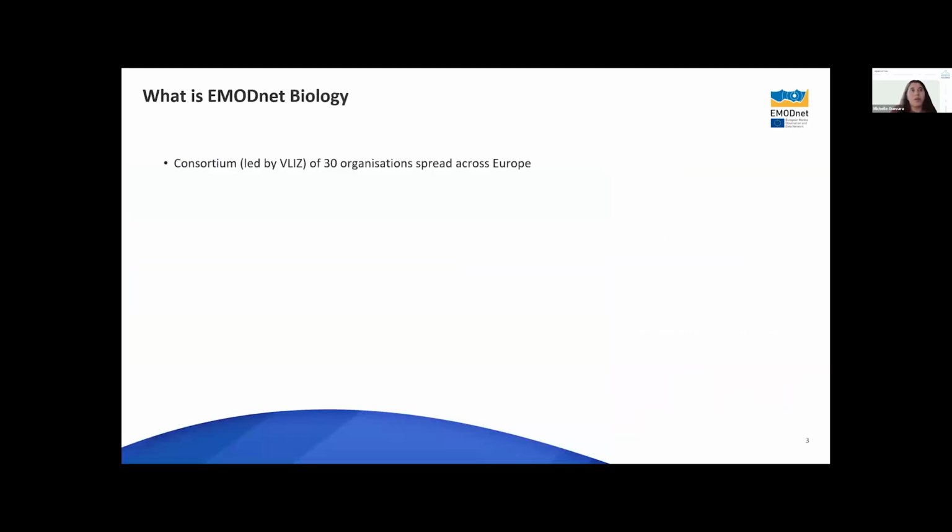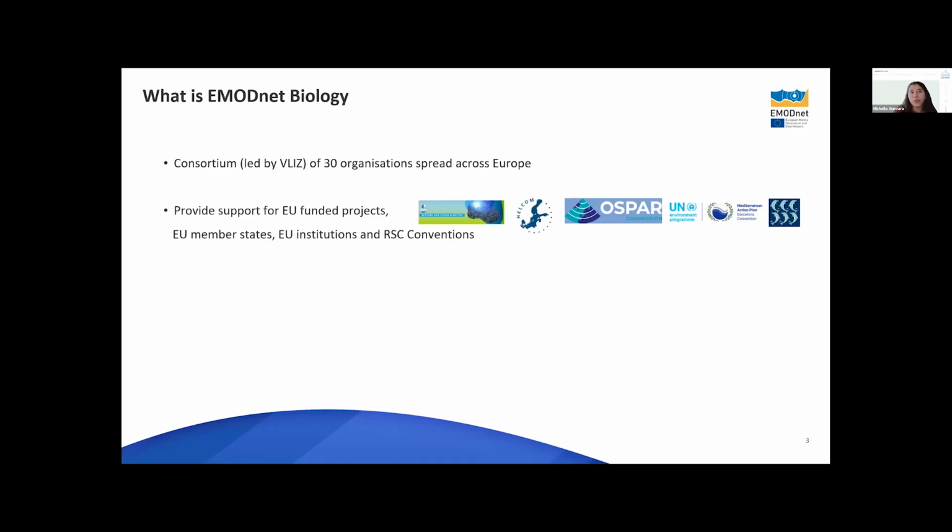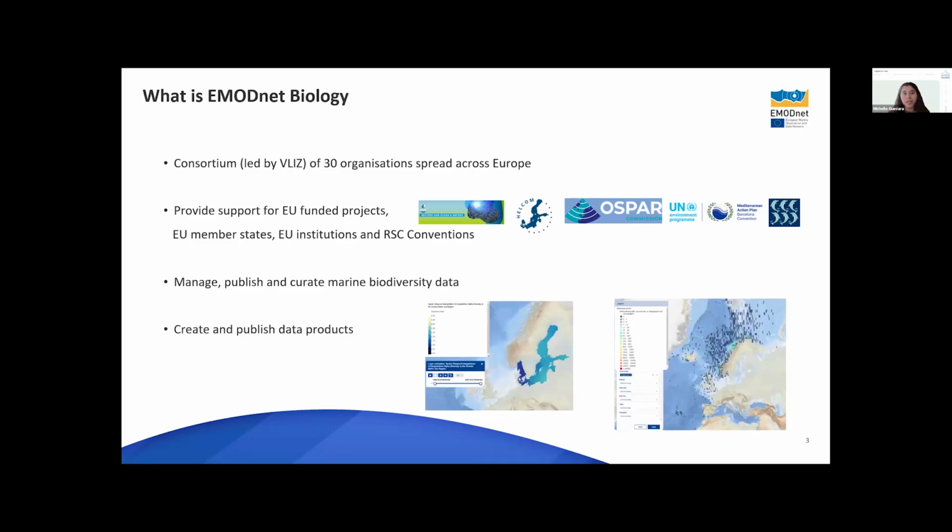All right, so focusing more on EmmetNet Biology. EmmetNet Biology is a consortium which is led by Blitz, and it has around 30 organizations spread across Europe working together. So it has as a goal to provide support linked to marine biodiversity data for EU-funded projects, EU member states, EU institutions, and regional sea conventions. Now, the objective of EmmetNet Biology is to manage, publish, and curate marine biodiversity data. But we also create and publish data products based on the data and publish reports as well.